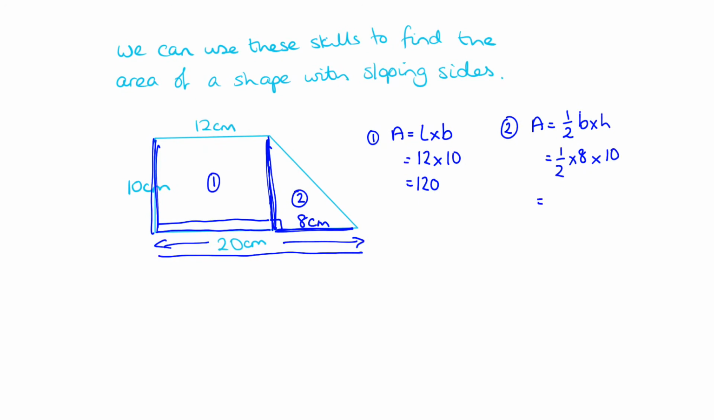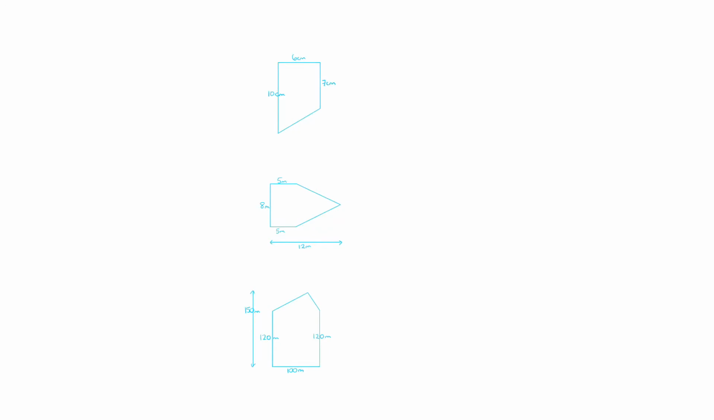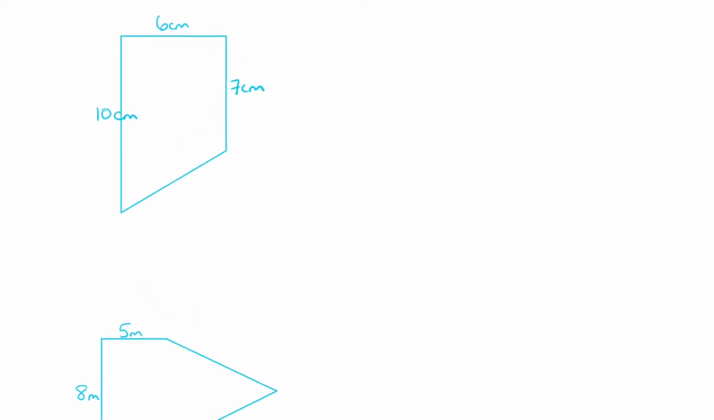Okay, so we've got half of 8 is 4, times 10 is 40, so the total area is 120 add 40, which is 160 square centimetres. Okay, so it's like the others, but we're not using rectangles all the time. We've got triangles in here too. So we're going to just practice with these 3 shapes, and then you can do some on your own.